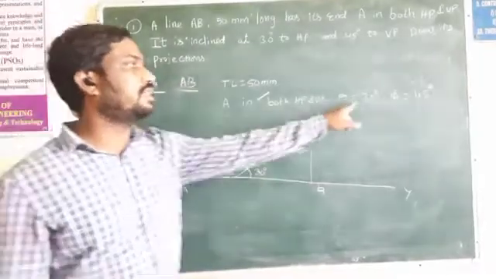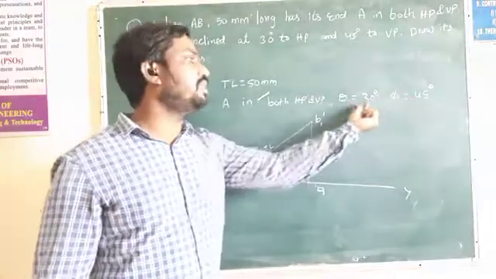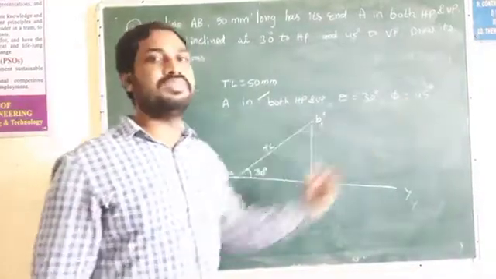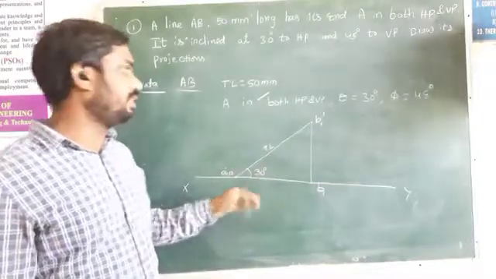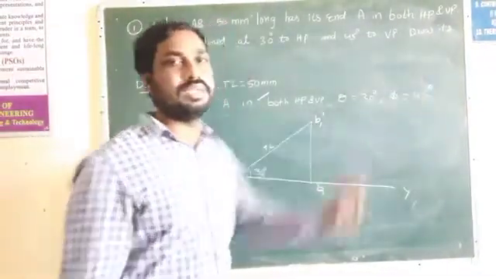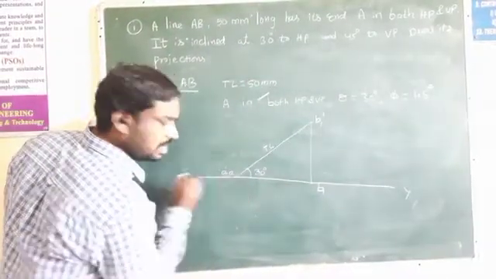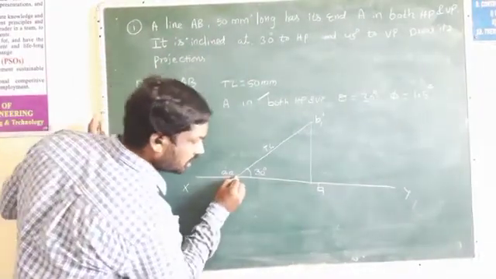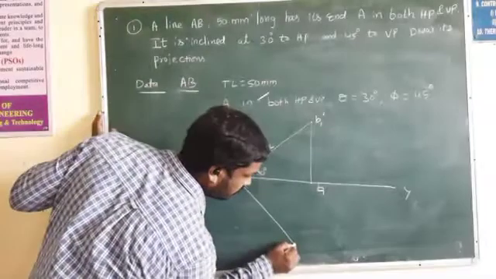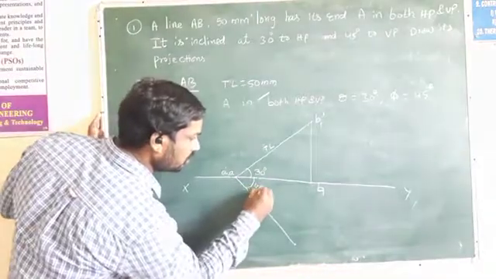This is over the 30 degrees angle. Next angle, what is the angle? The phi angle. Inclined to HP means it is upper. Inclined to VP means it is lower, because it is the first quadrant. So phi equals 45 degrees. Now I take phi 45 degrees below the XY line. Here I take the protractor and take the angle. So this is an angle of 45 degrees.